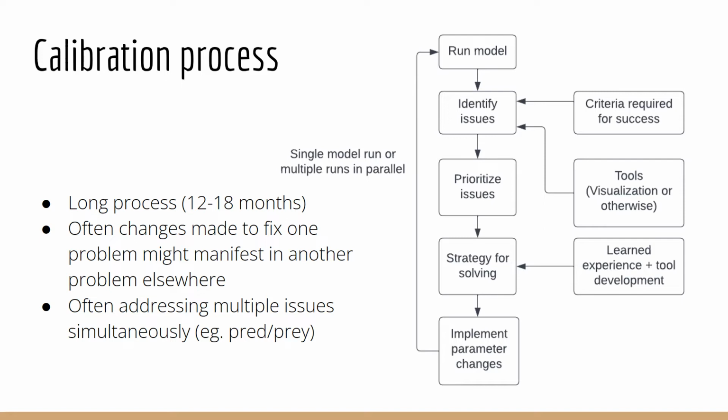Then parameter changes are implemented. The model is run with the updated set of parameter values. This can either be a single model run, or as we do, a collection of runs exploring a gamut of parameters to address multiple issues simultaneously. At this point, the cycle repeats, and often you find a step forward can set you 2 steps back. So this calibration process for the Northeast model is still ongoing. We've been working on it now for about 12 to 18 months, depending on how you define the start.